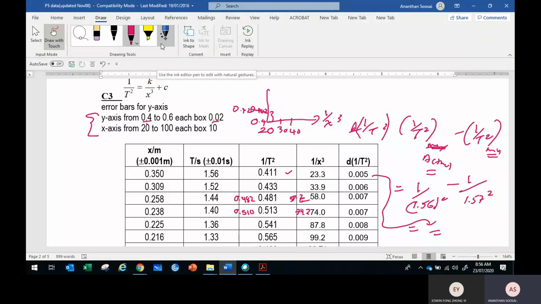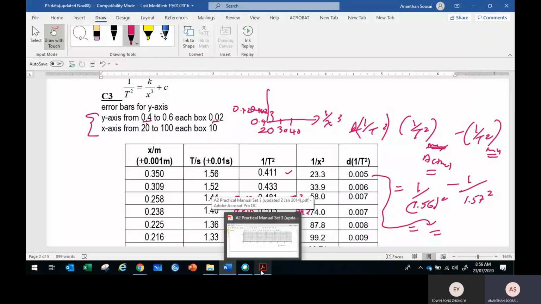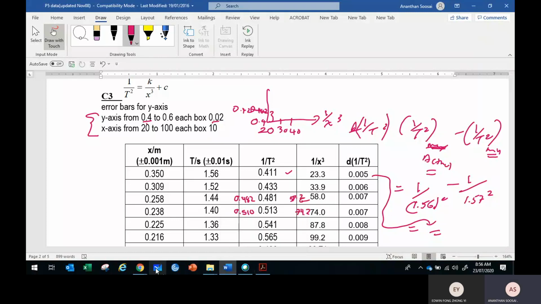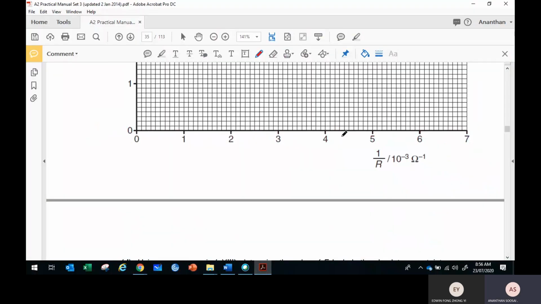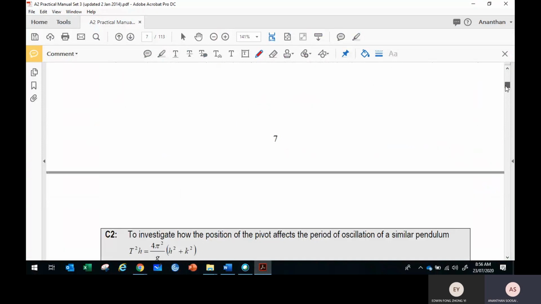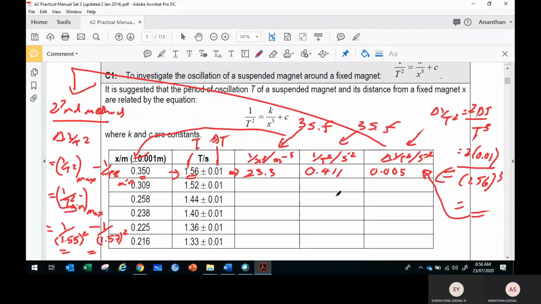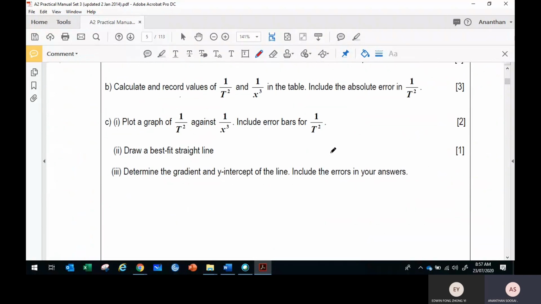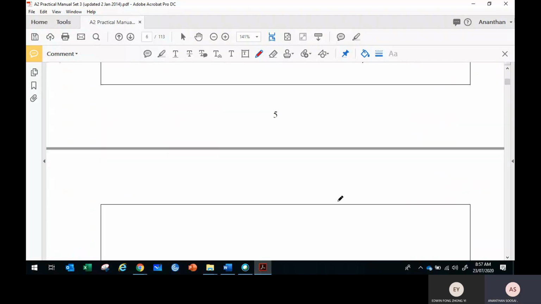Okay, class, so let's go for the error bar. Okay, so part C, we want you to include the error bar. What is error bar? Okay, we go to the graph.